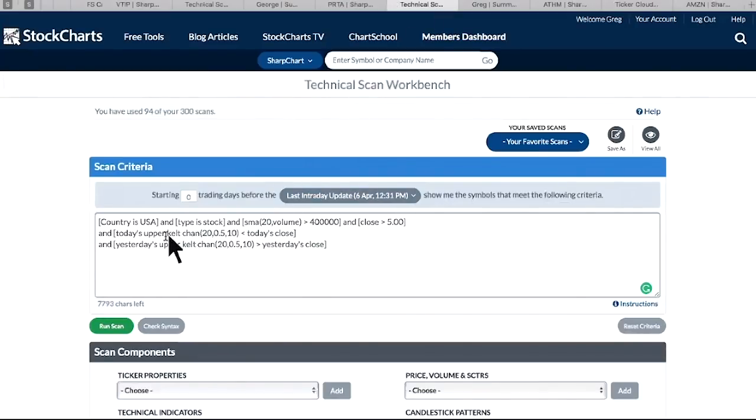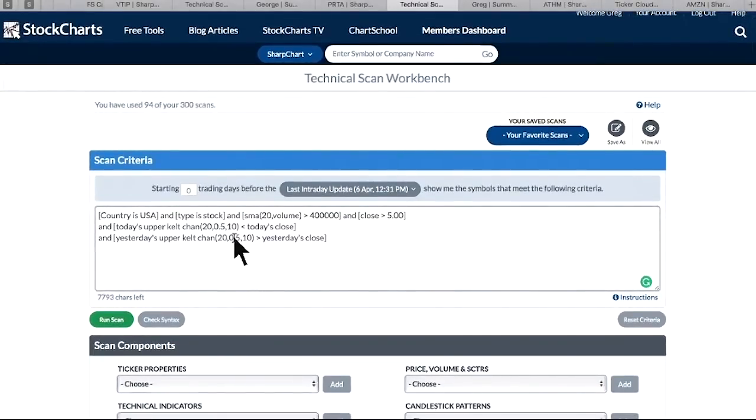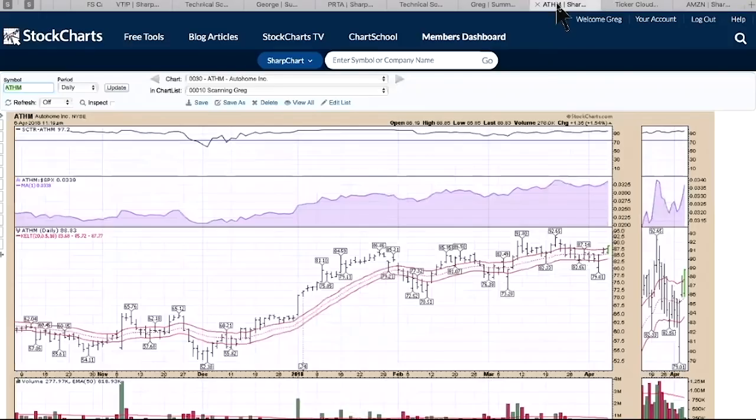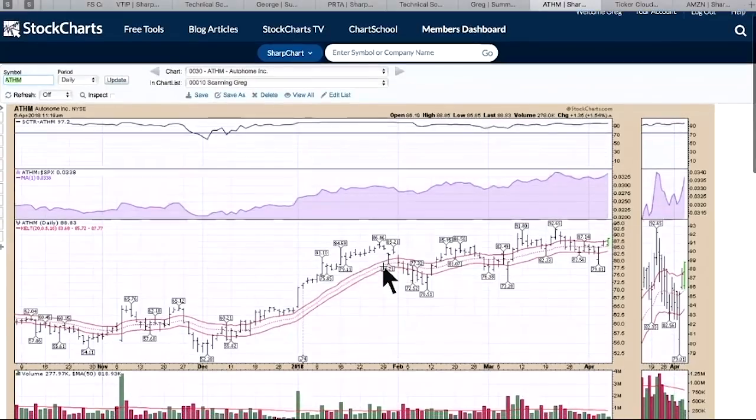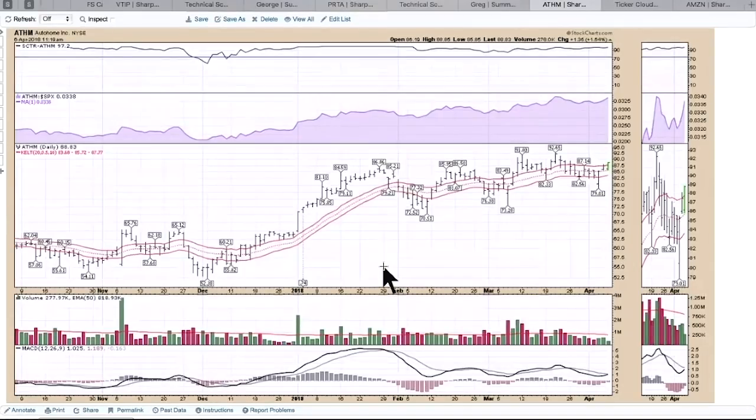On this one, today's upper Keltner channel is less than yesterday's close. So in other words, the price has moved above the Keltner channel, and yesterday's upper Keltner channel is below yesterday's close. And what I've done here, notice I've made this 0.05. So I've set the bands really narrow. And the idea behind doing that is it's going to give you a ribbon, and this ribbon effect helps you in that what you see is the stock trades to the upside, so you'd buy the breakout, and if it trades down to the lower side of the band, you would sell it.